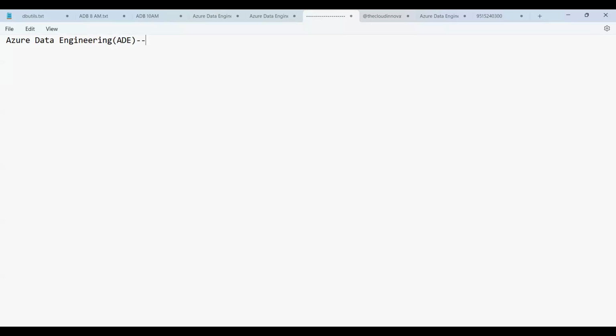Okay, guys. So here we have the Azure Data Engineering. It is a bunch of cloud services, guys, wherein it can perform the following jobs.